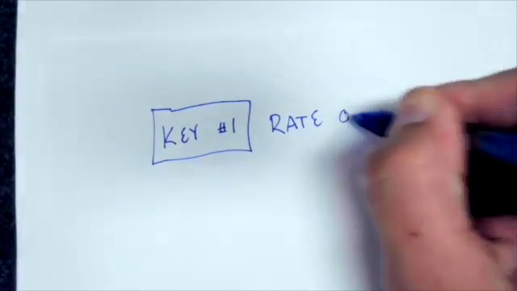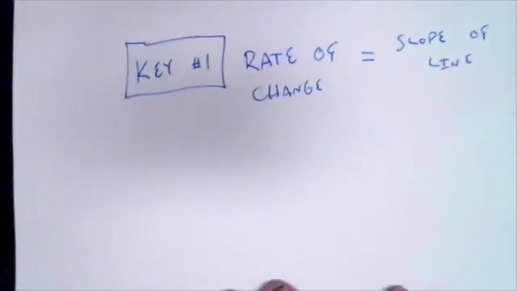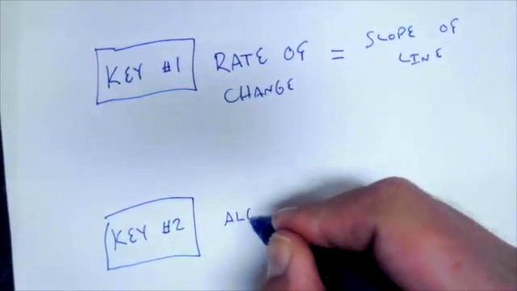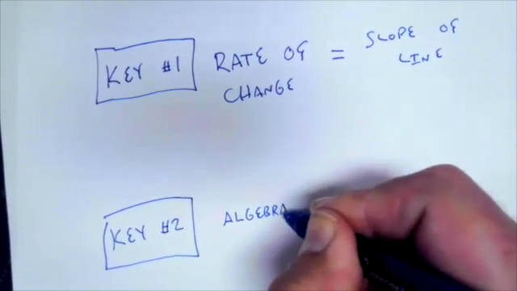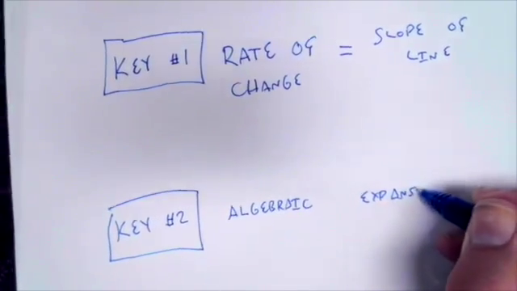Web work 5. The first major concept we were looking for was that the rate of change is equal to the slope of a line. And the second thing we were looking for is that we wanted some more practice with algebraic expansions, because even though they're not always important, there are times where they are very important.